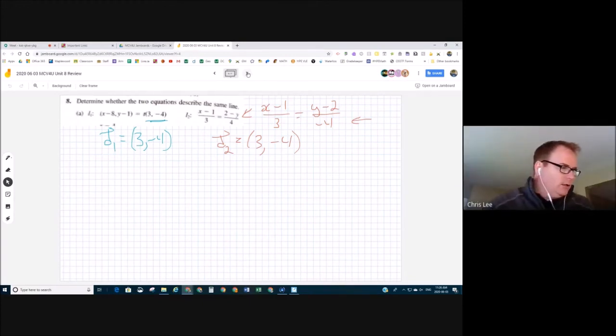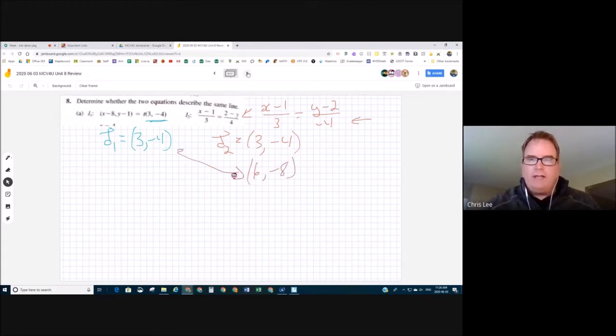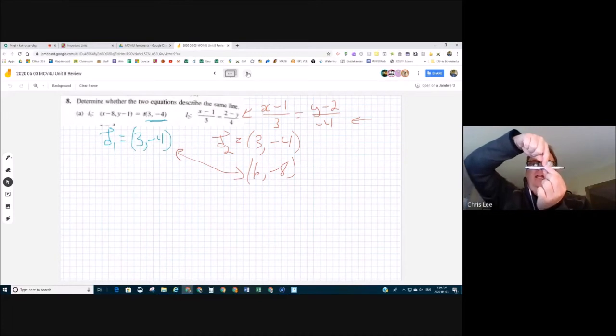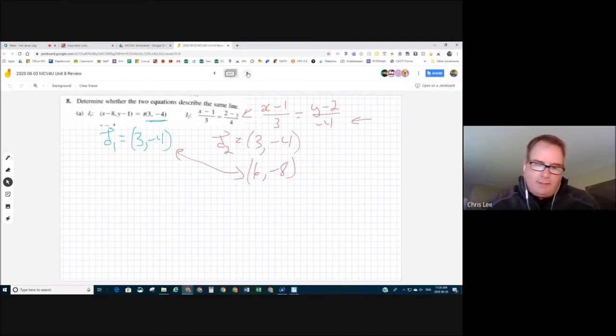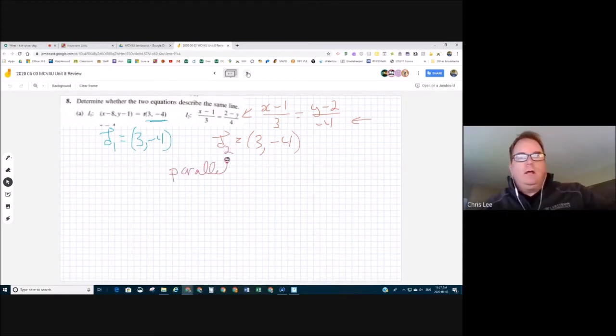So right away, you see that these two direction vectors are parallel because they're the same. Even if this one had been 6, -8, they still would be parallel because one is a scalar multiple of the other. The second one would just be twice as long, but still in the same direction and still describing the same line. But it turned out these are exactly the same, so we know right away that they are parallel. Now, that doesn't guarantee that they're the same line, though.